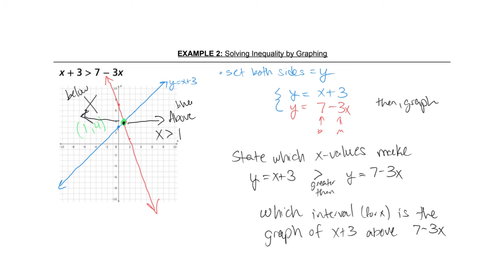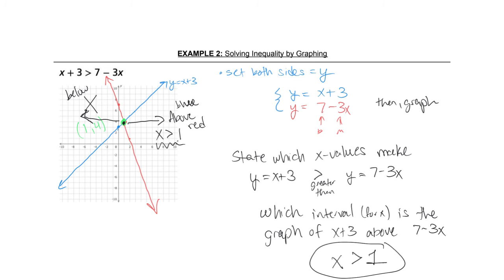So blue is above red. If it's above red, that means it is greater than at this point. So for any x value greater than 1, y equals x plus 3 is going to be greater than 7 minus 3x. So the solution is x is greater than 1, meaning for every x value greater than 1, the graph of y equals x plus 3 is going to be greater than the graph of 7 minus 3x, right? So it's above that second graph.